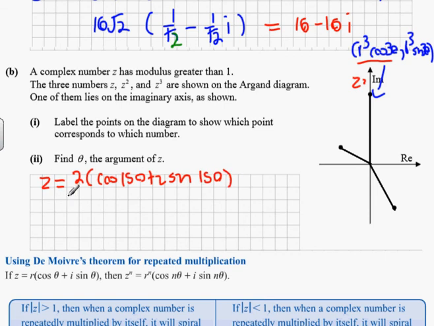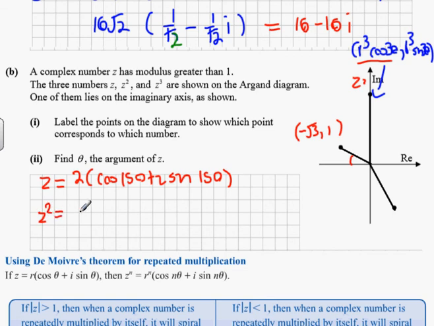Can somebody tell me what the point is going to be? 2 cos 150, anybody? And somebody do 2 sin 150? 2 cos 150 is minus root 3. And the other one is 1. You can see there a slightly acute angle. That's this point, minus root 3 and 1.